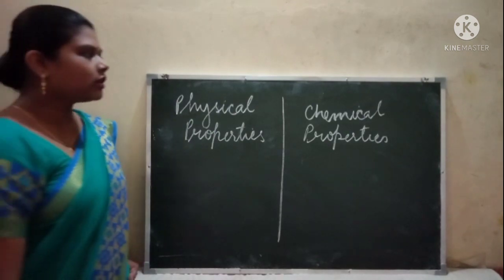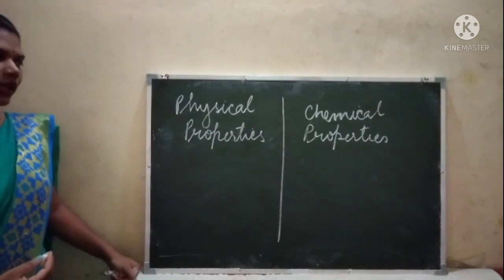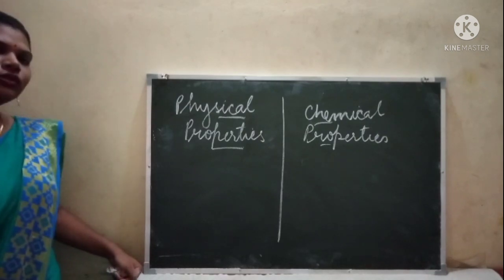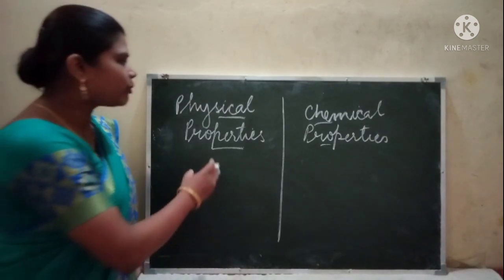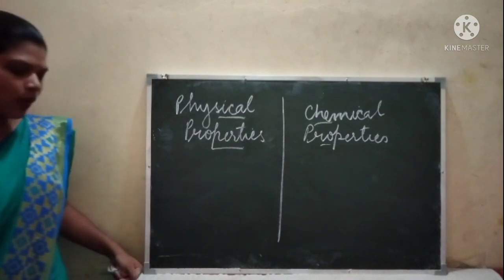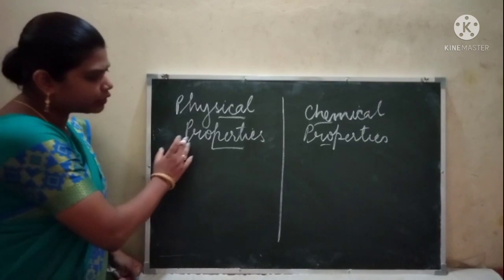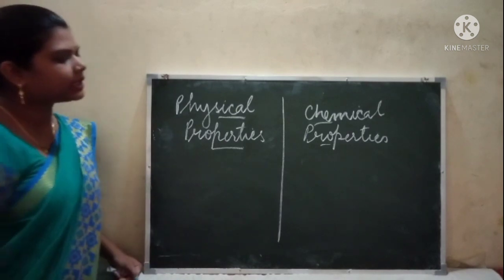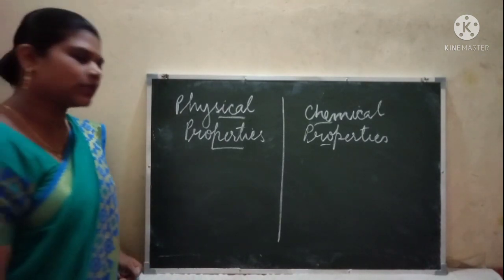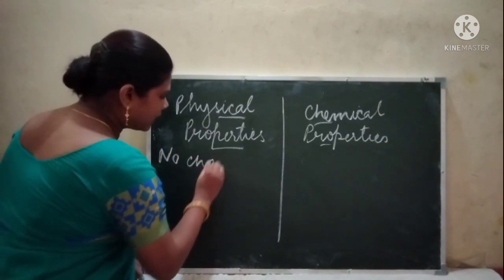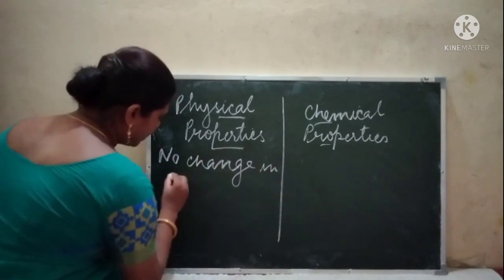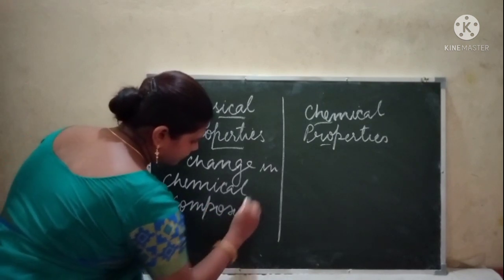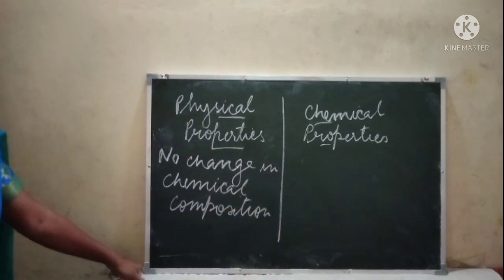Before going further in this chapter, let's understand two terms which we are going to use: physical properties and chemical properties. What are physical properties? Physical properties are those properties of matter which can be observed without changing the chemical composition of a substance, meaning there will be no change in chemical composition. That is the physical property.